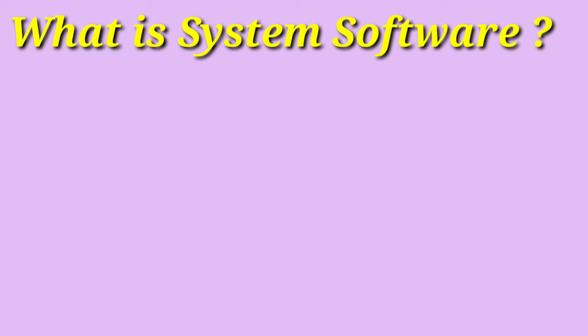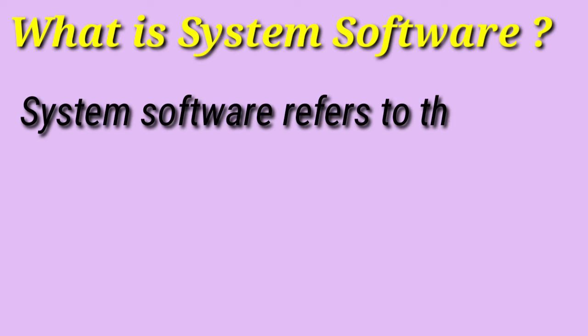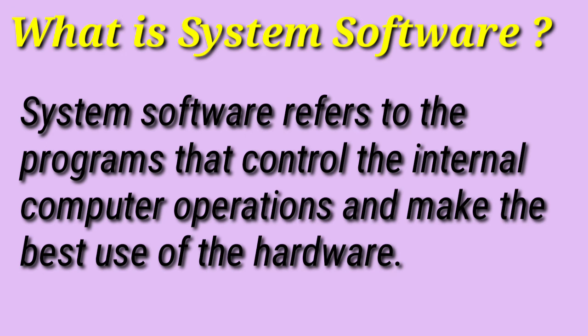So let us see what system software is. System software actually refers to the programs that control the internal computer operations and make the best use of the hardware devices of the computer. So to control the physical components of the computer, the hardware devices like the CPU, keyboard and mouse, we need the system software.